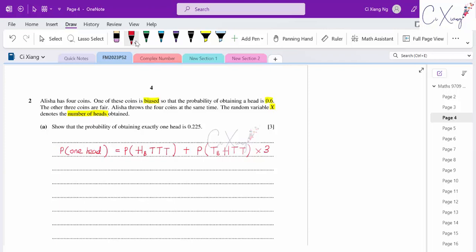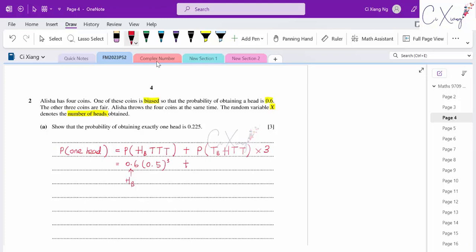Alright, after I list out all the possible outcomes, I will start to calculate the probability for every single case. To get the head on the biased coin, I get 0.6. Then tail on the normal coins will be 0.5, 0.5, and 0.5. This is basically the biased coin with the head, and all the remaining ones are tails on the normal coins. If you want to save space, you can write 0.6 multiplied by 0.5 power 3.